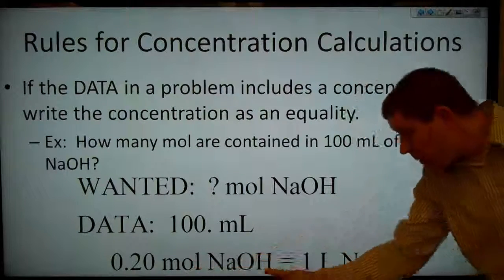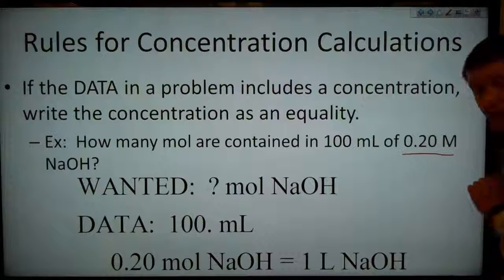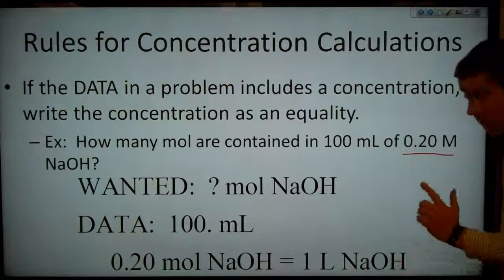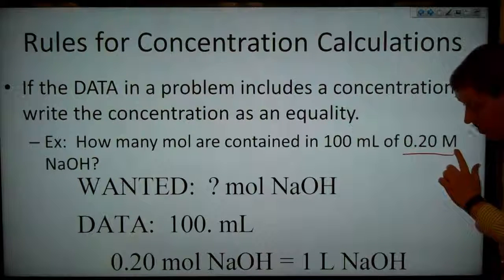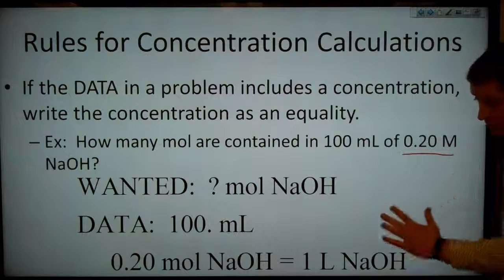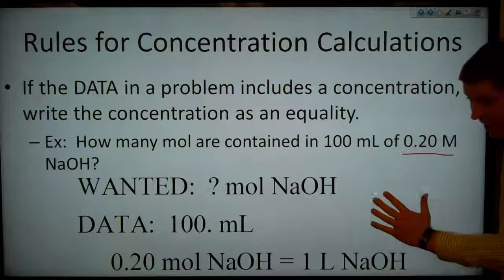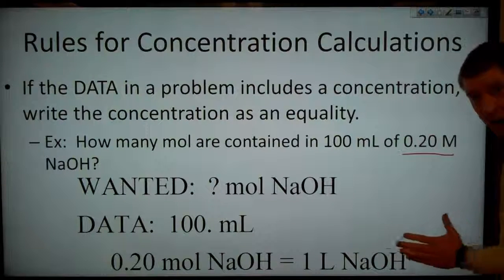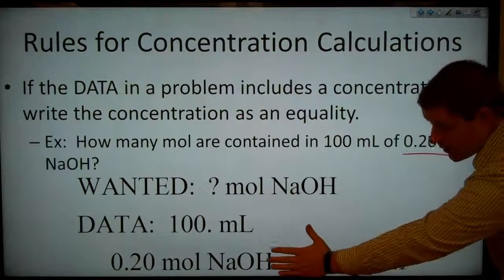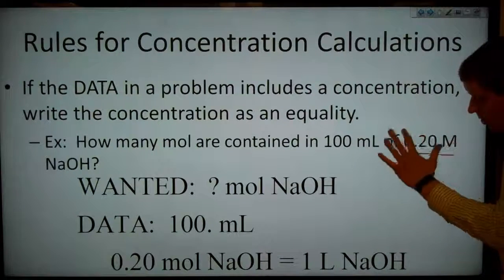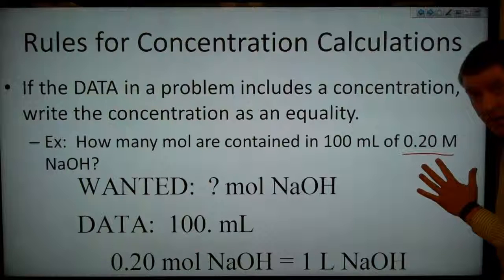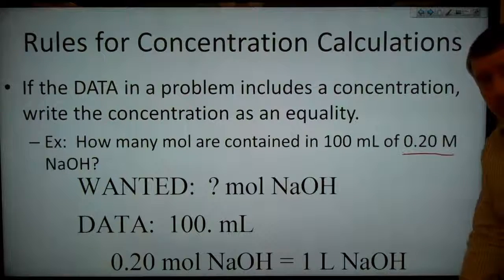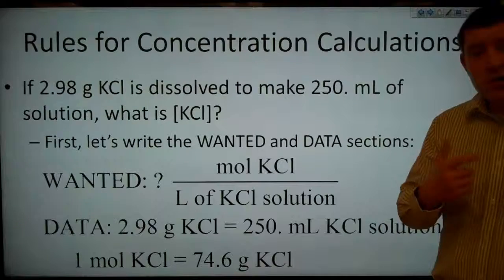Now, this is the way that we are writing this concentration. Note that we're not writing it as 0.20 molar, we're writing it as 0.20 moles of sodium hydroxide contained in 1 liter of solution. So we're just assuming that we have a volume of 1 liter, and then the number of moles contained in that is whatever number we've got on our concentration. That's how many moles of our solute we have dissolved in that 1 liter of solution. So let's look at another example.